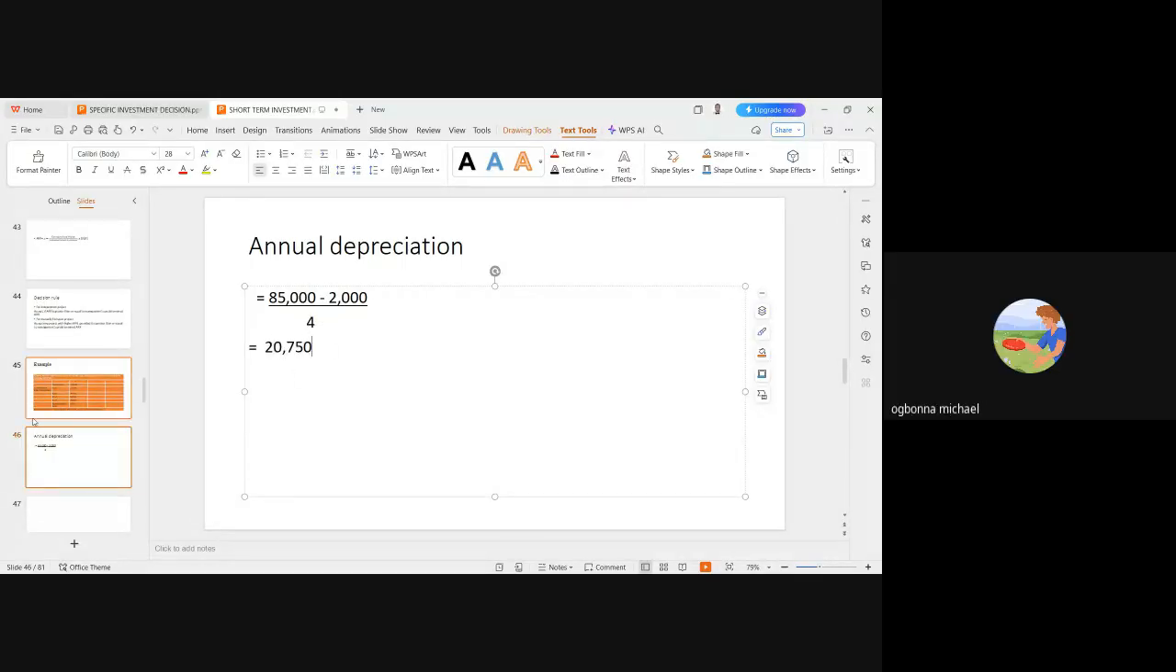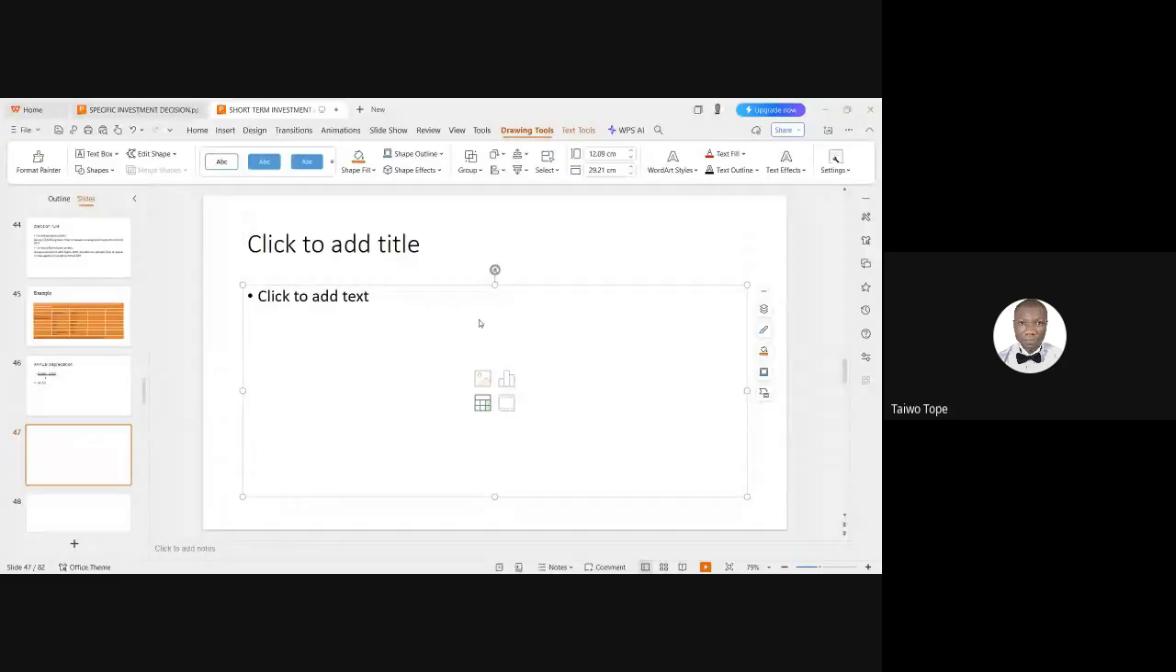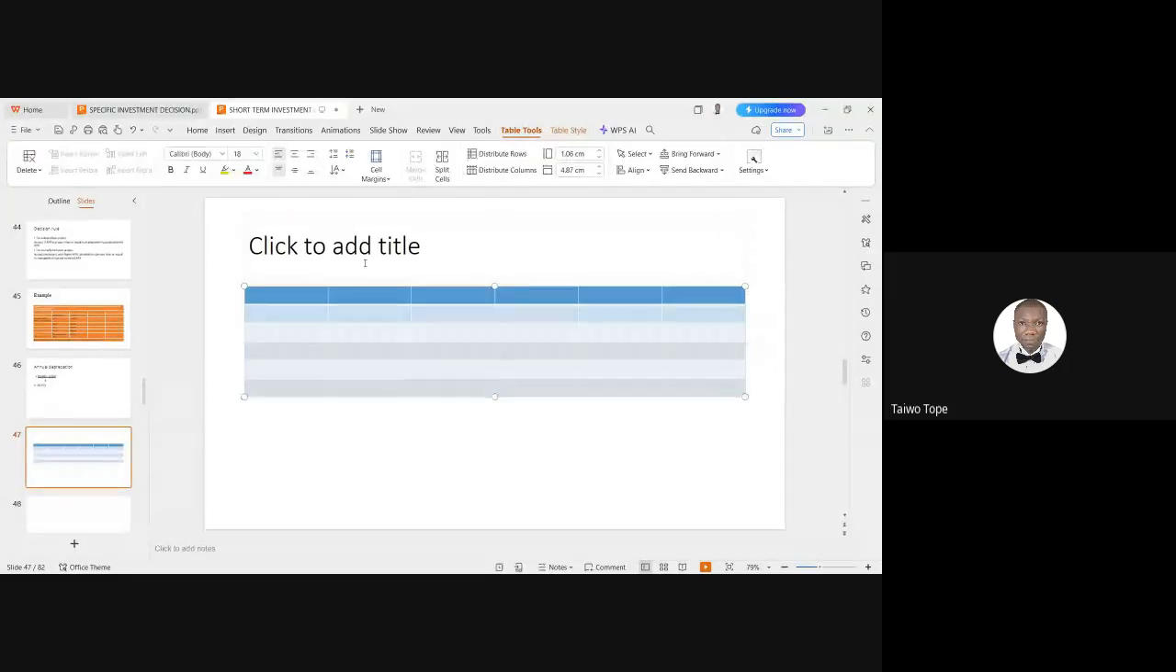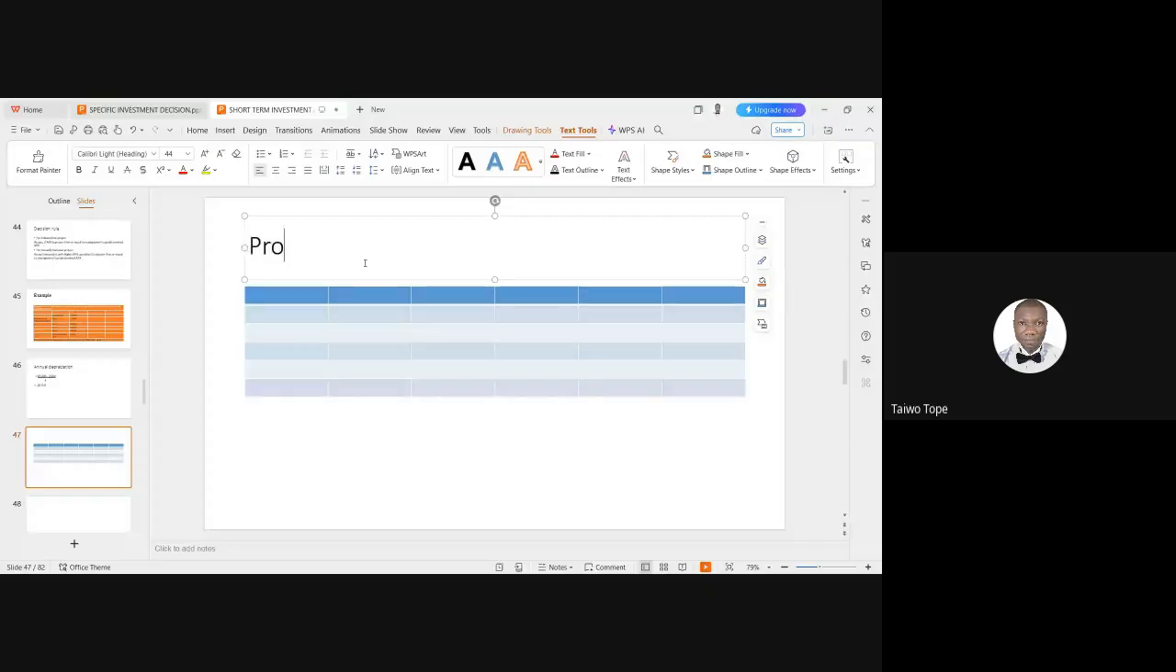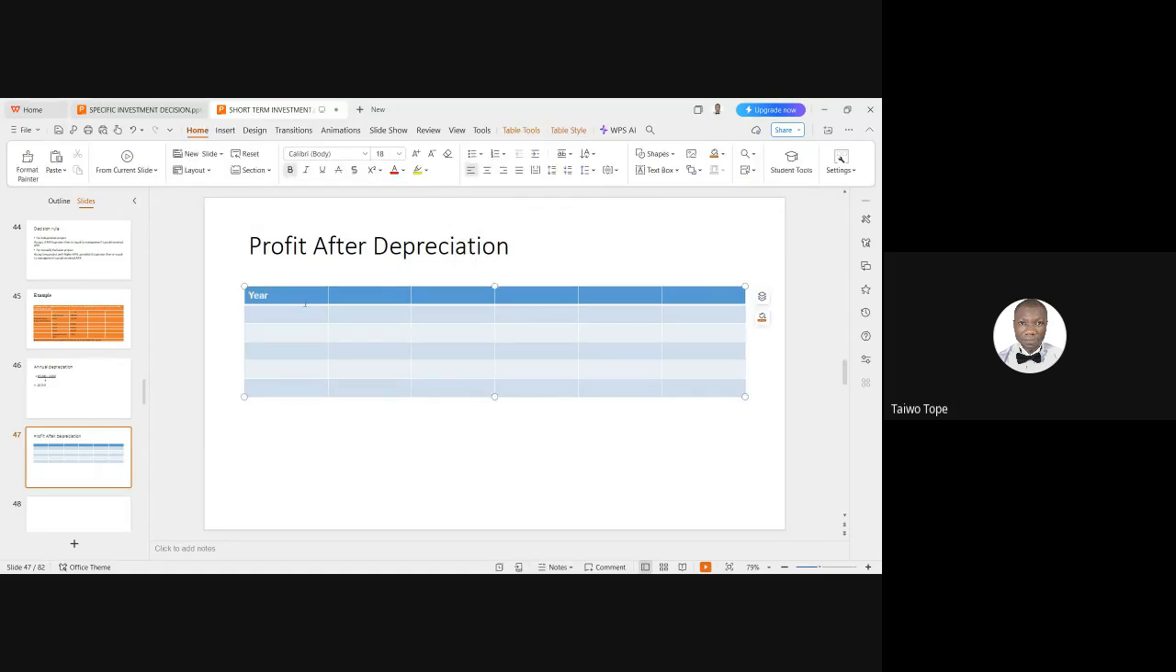20,750. So for you to calculate your profits after depreciation, the accounting profits after depreciation, what will you do? For years 1 to 4, year 1, year 2, year 3, year 4, the profit before depreciation, you have it as what?